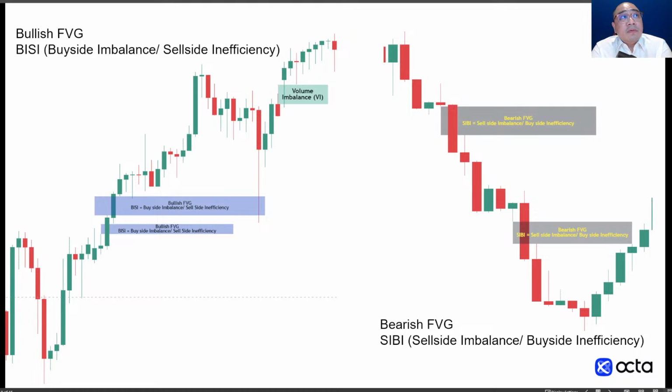So a bullish fair value gap, the other name is informative, but I don't think it actually means anything. If you're wondering what it is, a bullish fair value gap also means a buy side imbalance or sell side inefficiency. So we're looking at an imbalance, there's inefficiency in the market. For a bearish fair value gap, it's a sell side imbalance and a buy side inefficiency. I don't really like to label it as a bullish or bearish fair value gap because it's pretty obvious what it actually means.